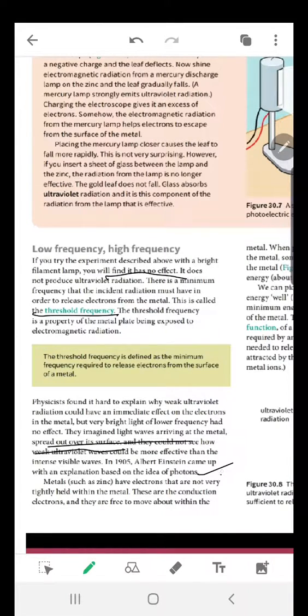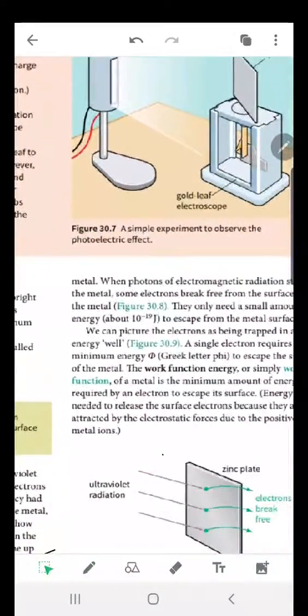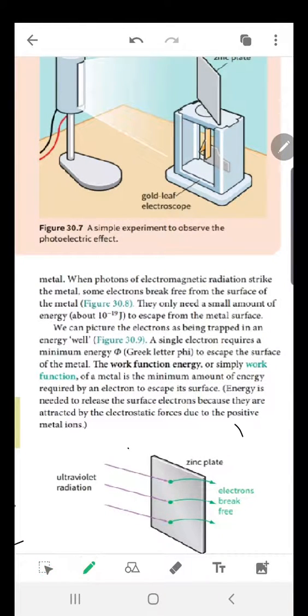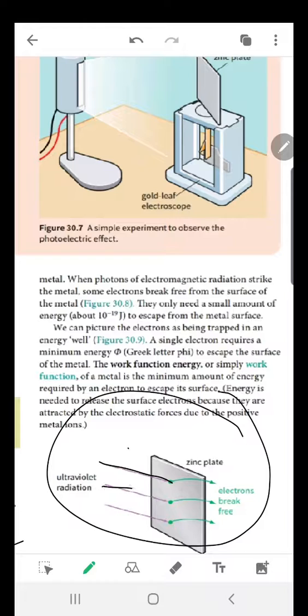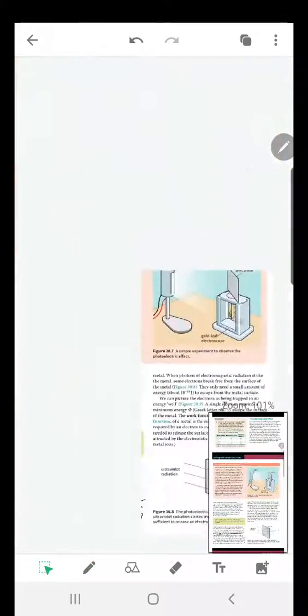Over here, they are explaining why they chose zinc: because it has lightly held conduction electrons, and they are free to move. This diagram explains it all: when the UV light hits the zinc plate, the electrons on the surface of the zinc plate break free and escape. This particular diagram is showing the whole phenomenon of what is actually happening here. Okay, now let's move forward.